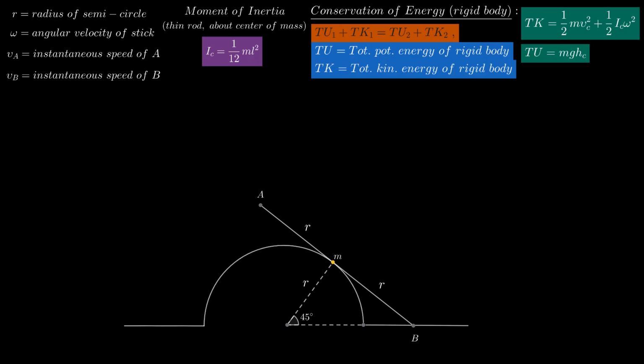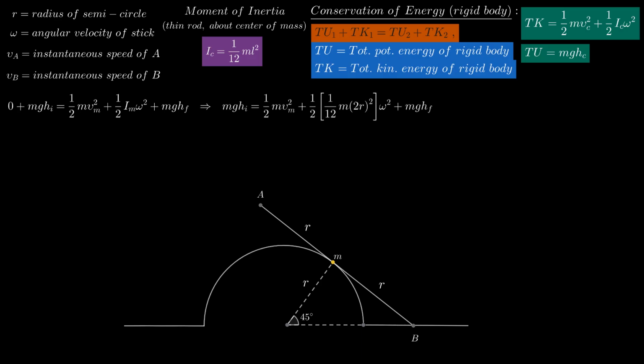And so we apply our conservation of energy formula, and we have m times g times h initial equals 1/2 times m times u of m squared plus 1/2 times I of m times omega squared plus m times g times h final, which is m times g times h initial equals 1/2 times m times u of m squared plus 1/2 of 1/12 times m times 2r squared times omega squared plus m times g times h final. We do the calculations and all the algebraic operations.